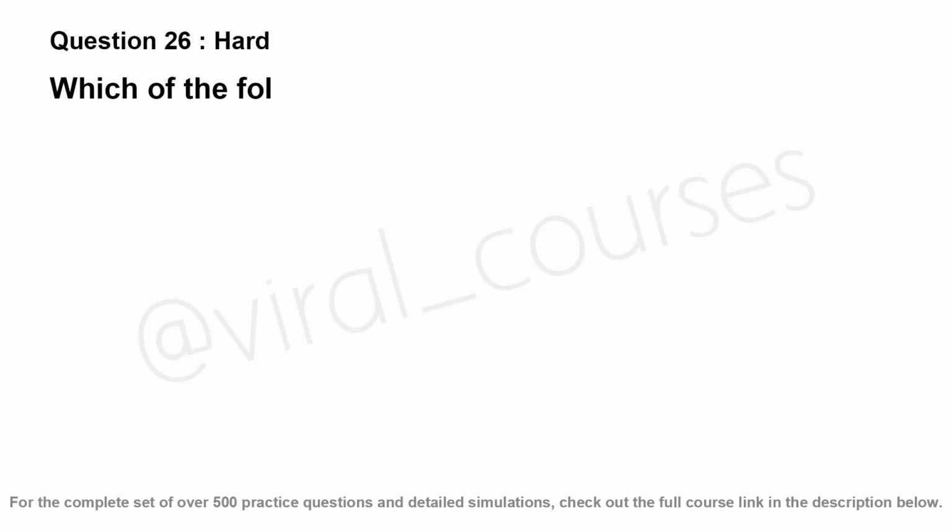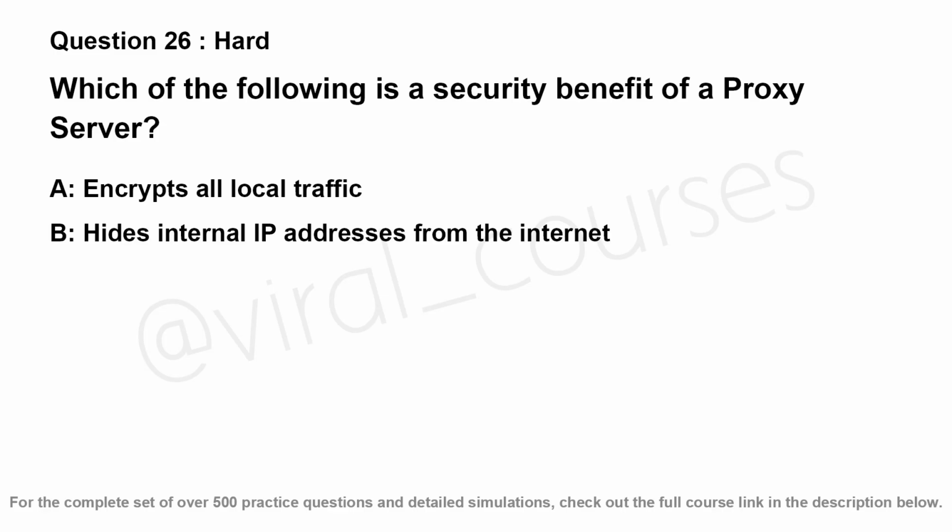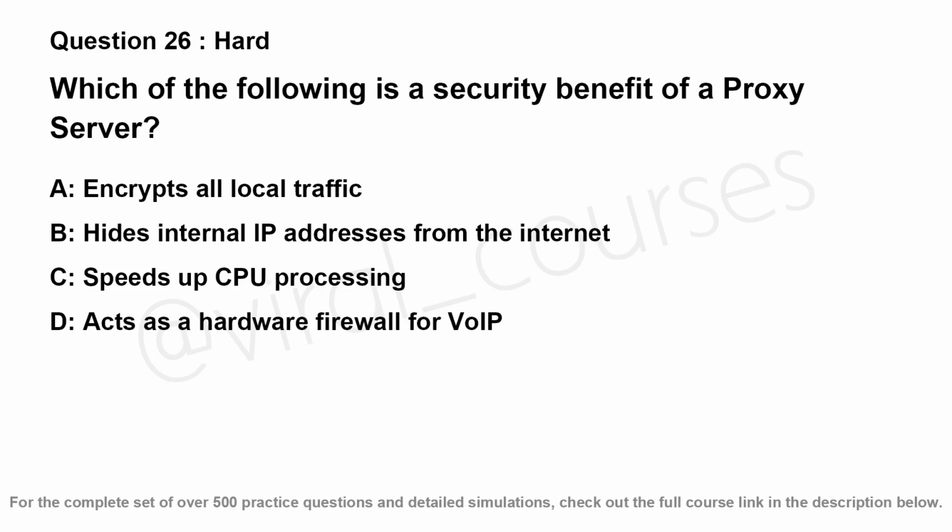Which of the following is a security benefit of a proxy server? Option A. Encrypts all local traffic. Option B. Hides internal IP addresses from the Internet. Option C. Speeds up CPU processing. Option D. Acts as a hardware firewall for VoIP.